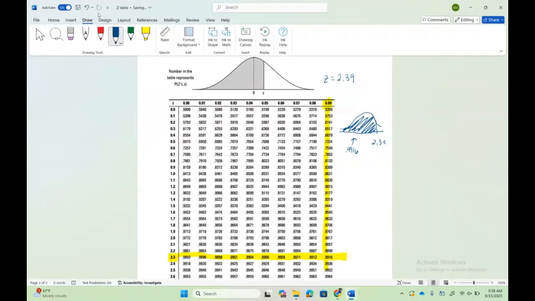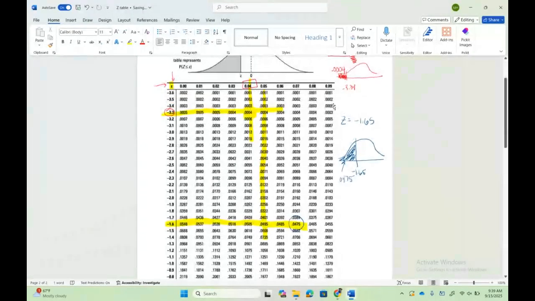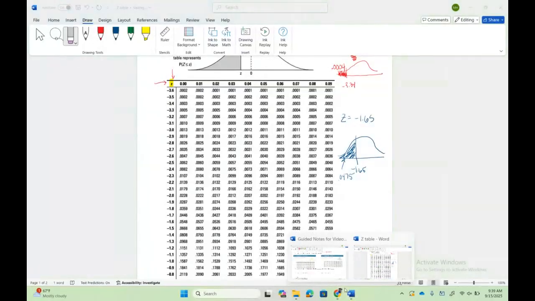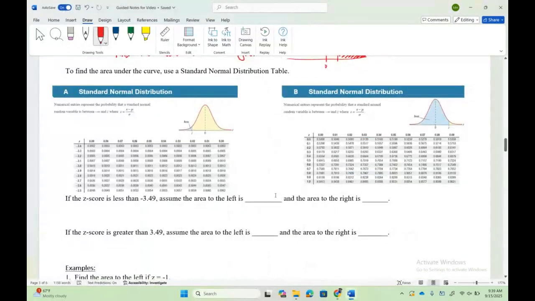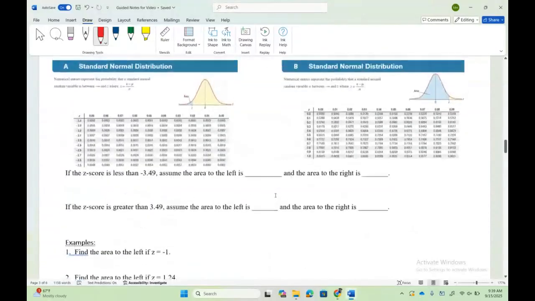Okay, so that's how that table works, and you should print it out from Moodle so that you can have it handy when you're answering your questions. Let's go back to these examples. You can find different probability tables on Google if you don't like the one I posted. Just make sure the decimals match.